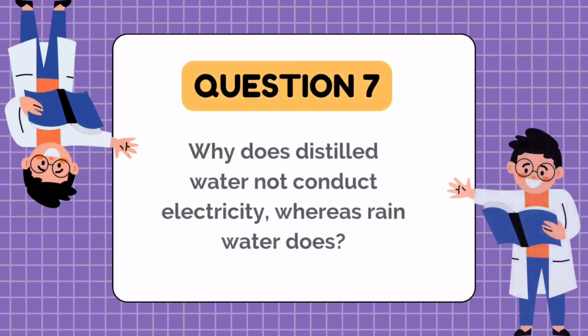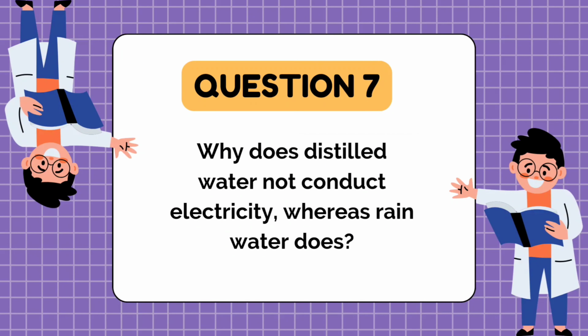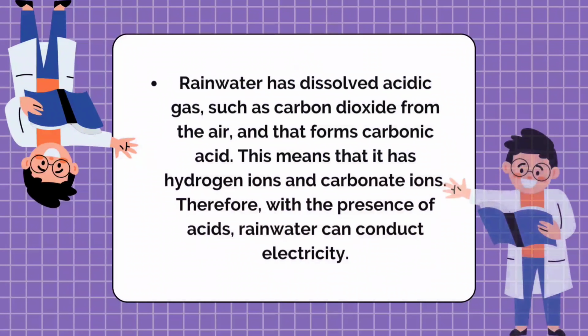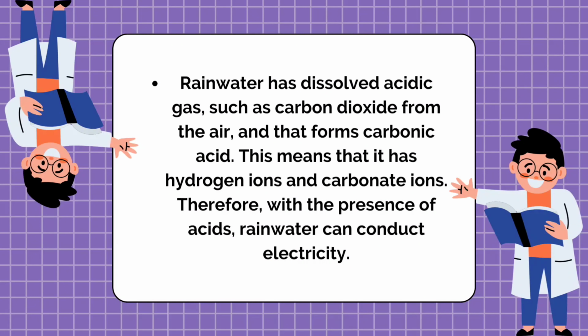Question 7. Why does distilled water not conduct electricity, whereas rainwater does? Solution. Distilled water does not contain any ionic compounds in it, whereas rainwater has a lot more compounds. Rainwater has dissolved acidic gas, such as carbon dioxide from the air, and that forms carbonic acid. This means that it has hydrogen ions and carbonate ions. Therefore, with the presence of acids, rainwater can conduct electricity.